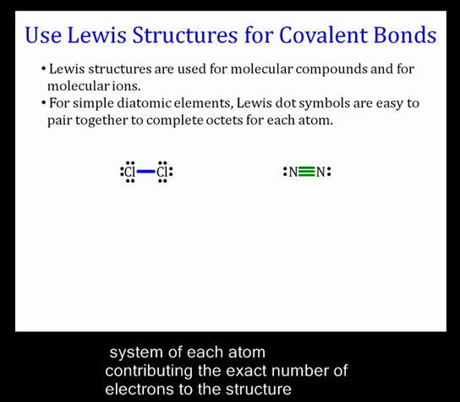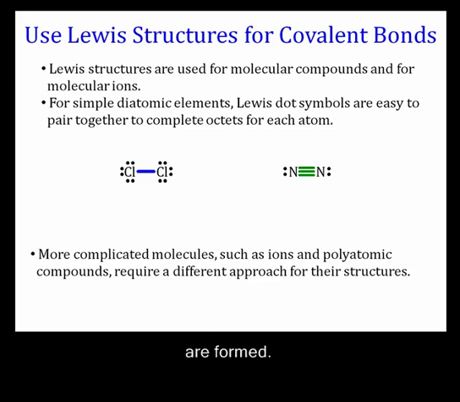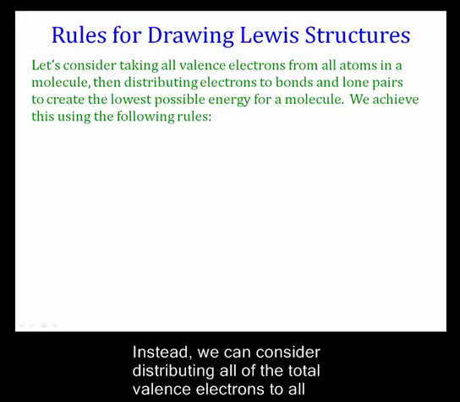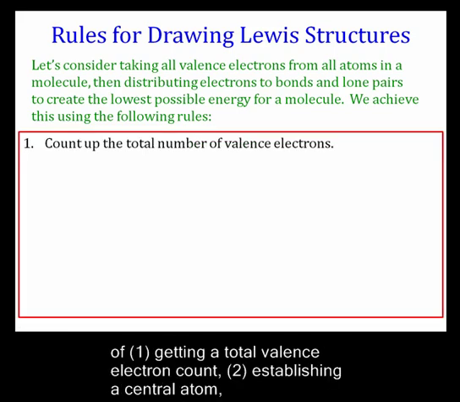This system of each atom contributing the exact number of electrons to the structure does not always work well, however, especially in cases where ions or multiple bonds are formed. Instead, we can consider distributing all of the total valence electrons to all atoms in a way that creates the most stable molecule. To do this, we follow the rules of 1.